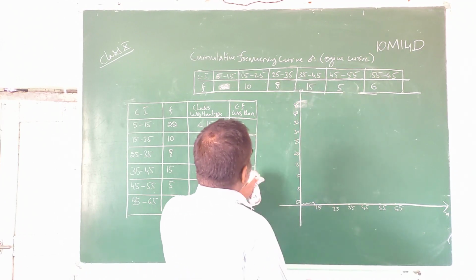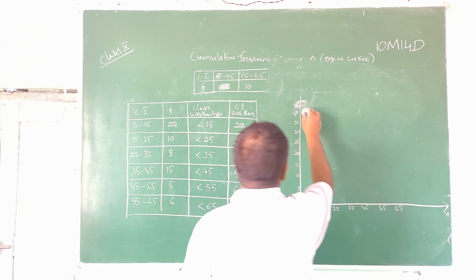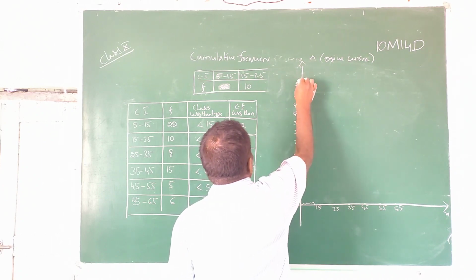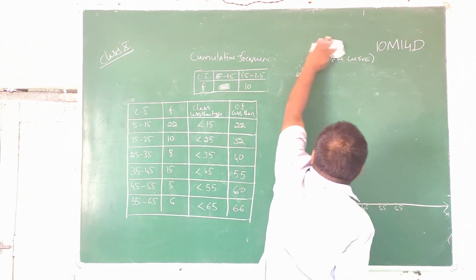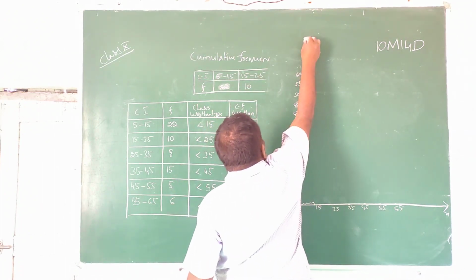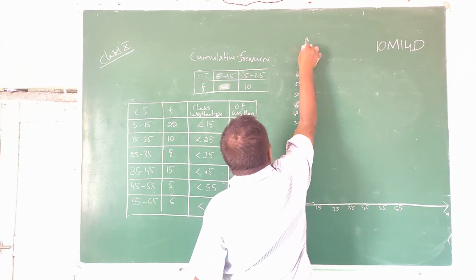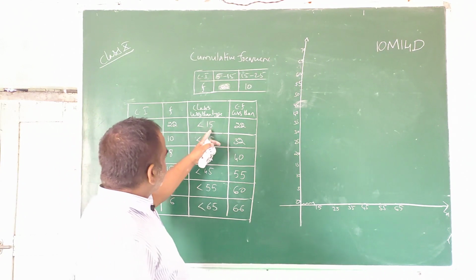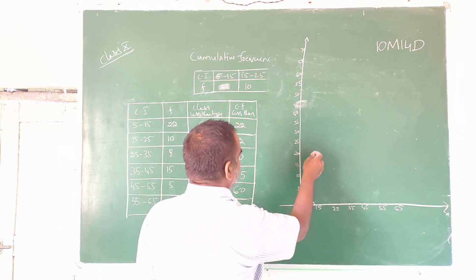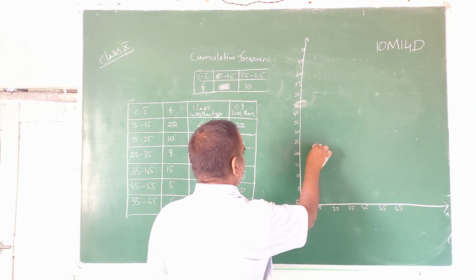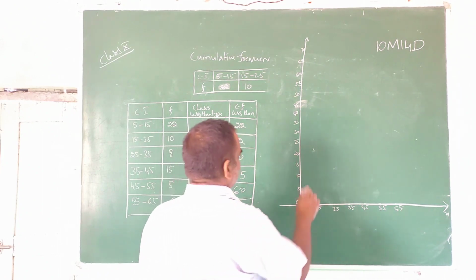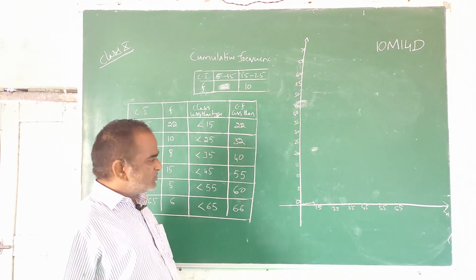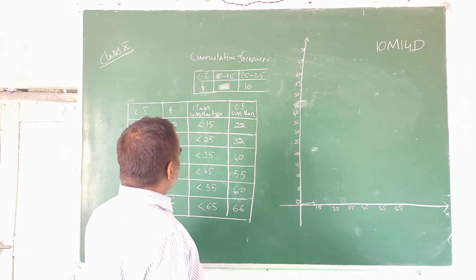50, 55, 60, 65, 70. Right. Now for 15 the cumulative frequency is 22, so about 20 somewhere. It is a rough diagram only. When you draw on graph sheet, you get the exact graph. Here I just make you understand how to draw the less than ogive. For 15 it is 22, for 25 it is 32.